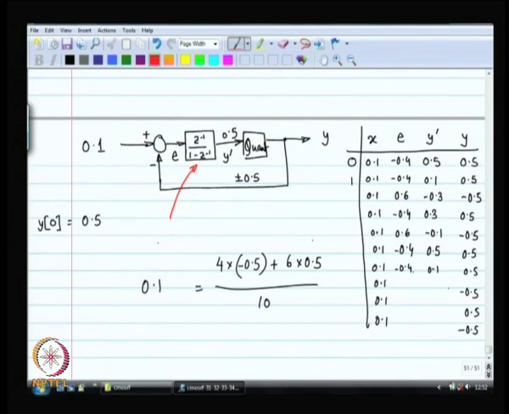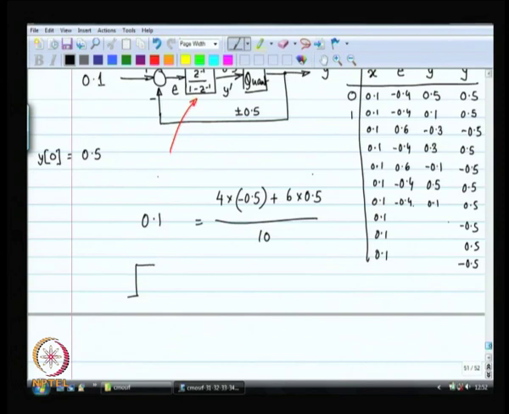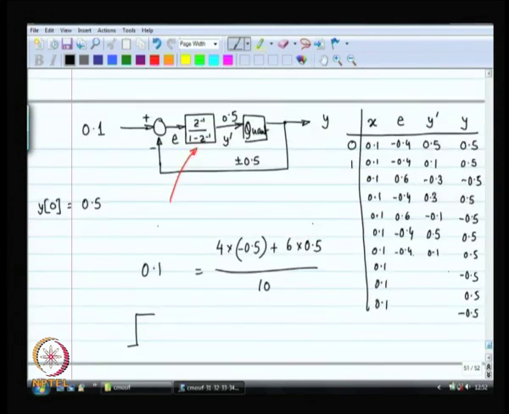What do you see as the output? The output over here is minus 0.5 sometimes, plus 0.5 sometimes. I have already written down the output, so I am not going to plot it again.